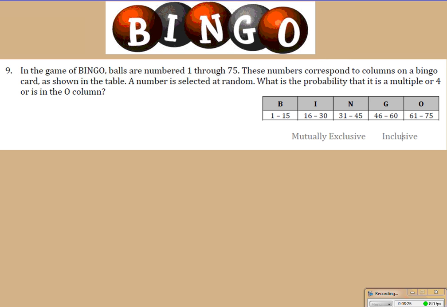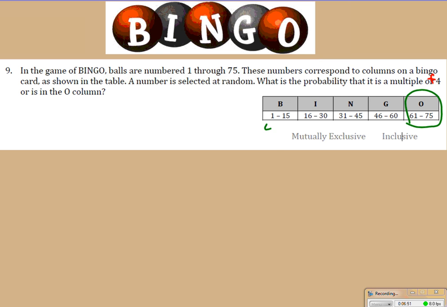So game of bingo, balls are numbered 1 through 75. These numbers correspond to columns on a bingo card as shown in the table. Numbers selected at random, what's the probability that it is a multiple of 4 or is in the O column? So a multiple of 4, this is supposed to be of 4, not or 4. Multiple of 4 or in the O column. That means you're in this category.